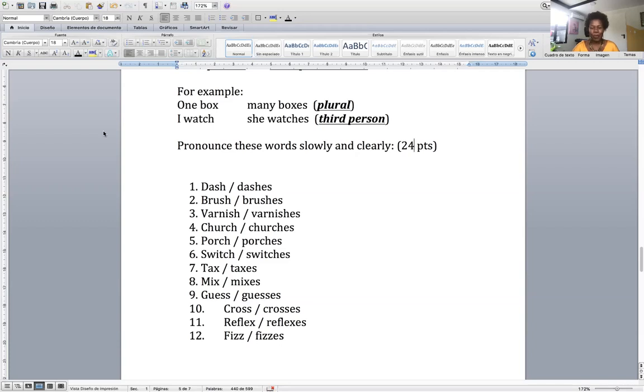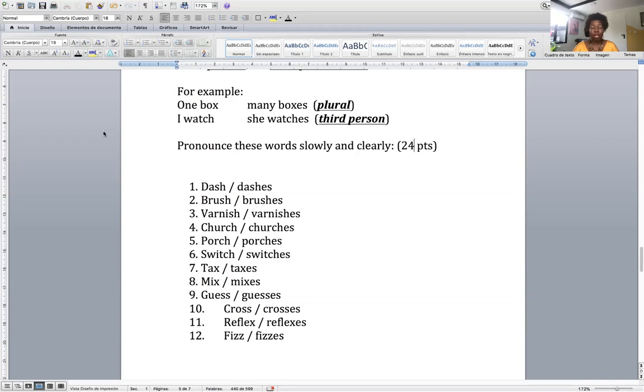So let's go over this list one more time. Dash, dashes, brush, brushes, varnish, varnishes, church, churches, porch, porches, switch, switches, tax, taxes, mix, mixes, guess, guesses, cross, crosses, reflex, reflexes, fizz, fizzes.